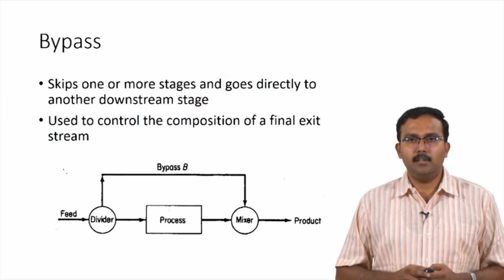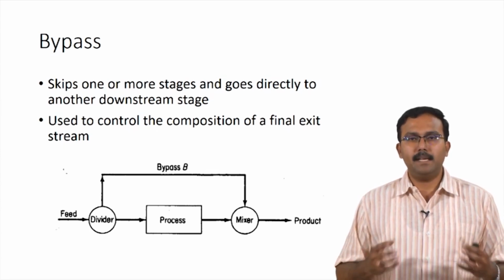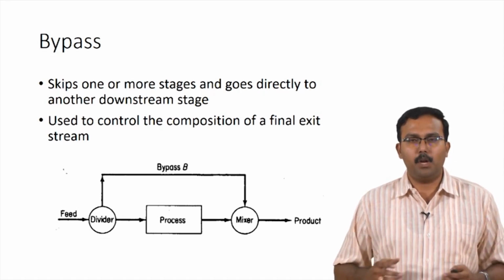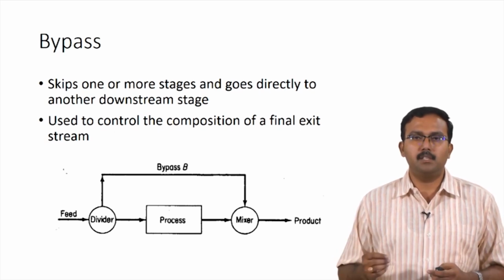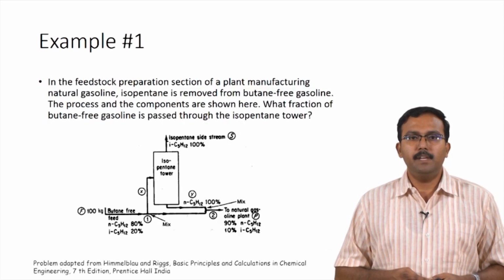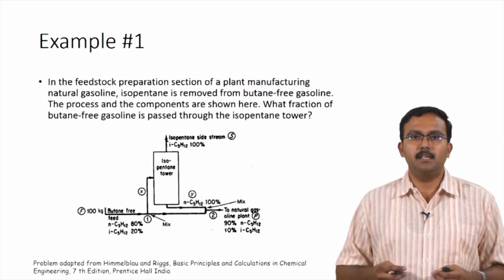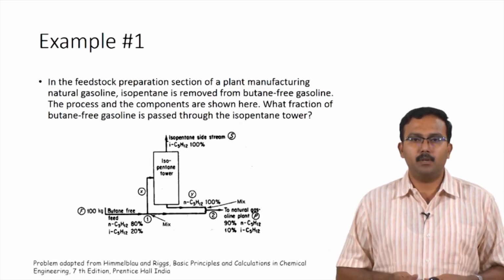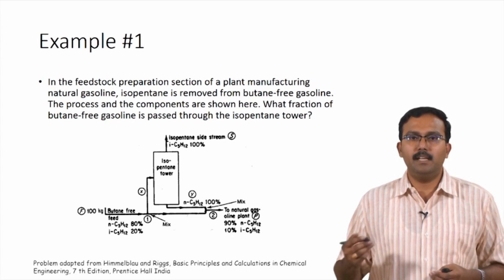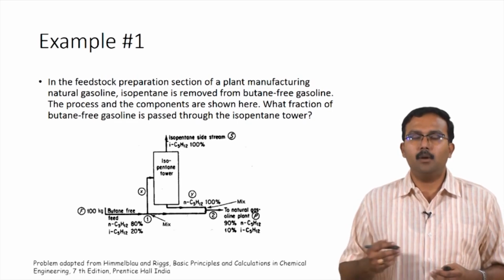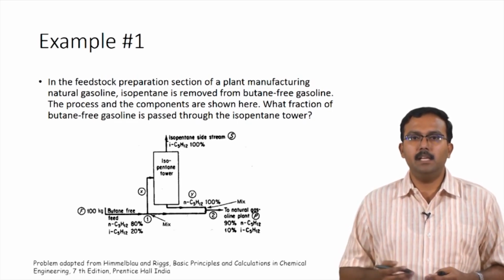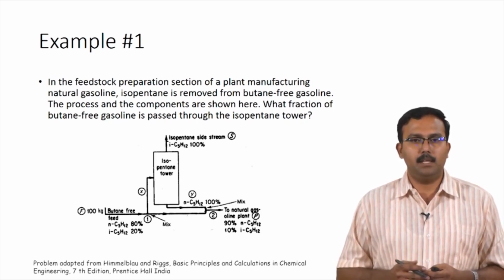Having taken that into account, let us look at some example problems which give us clarity on how to approach such problems where you have a process with bypass. So, here is an example problem. In the feedstock preparation section of a plant manufacturing natural gasoline, isopentane is removed from butane free gasoline. The process and the components are shown here. What fraction of butane free gasoline is passed through the isopentane tower?